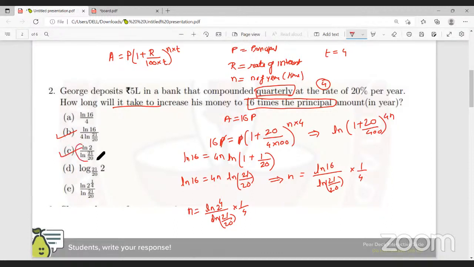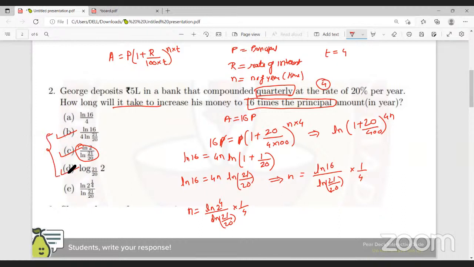Now if I get this, I can simply apply the reverse base change property, so I will get this also. Can I get option E here? No. If I put 1 by 4 here also, it will get cancelled, it will be 2 only. So B, C, D are my correct options.